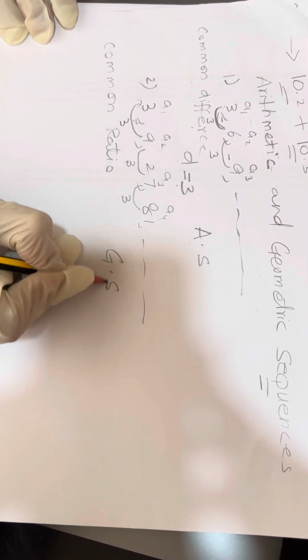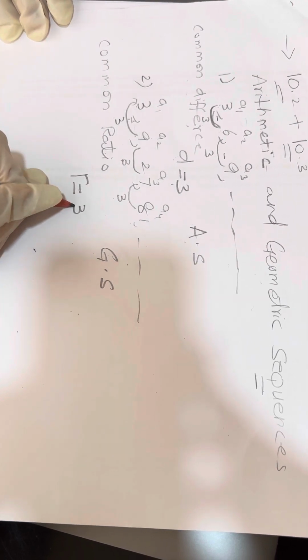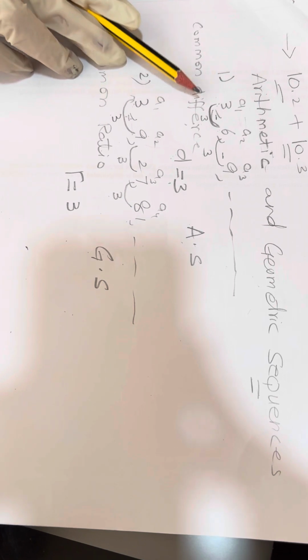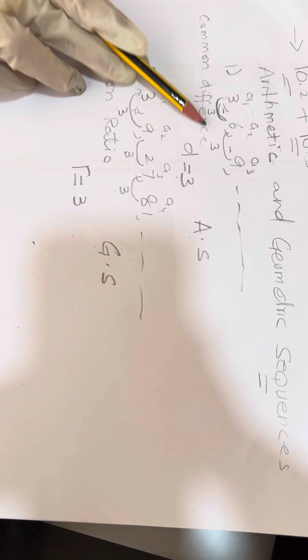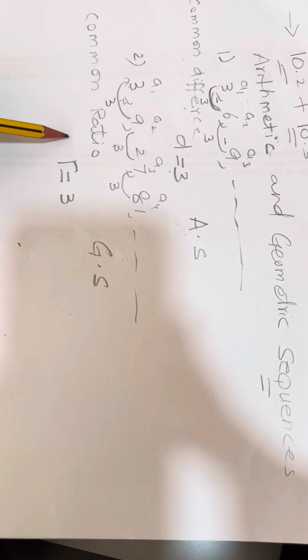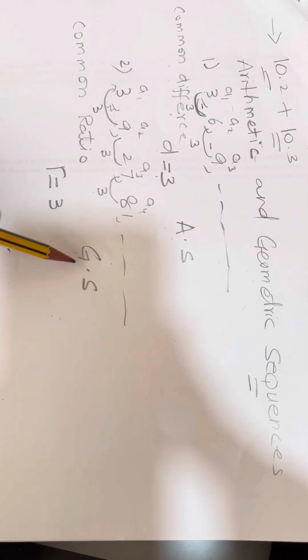So all the common ratios are the same. It means this is a geometric sequence. And we represent the common ratio by R. So here R is equal to 3. So in arithmetic you have to find the common difference. If the common difference is the same, that will be arithmetic. If in any sequence the common ratio is the same, then that sequence is a geometric sequence. We represent the common difference by D, and the common ratio by R. So this is the first example to determine whether a sequence is arithmetic or geometric.